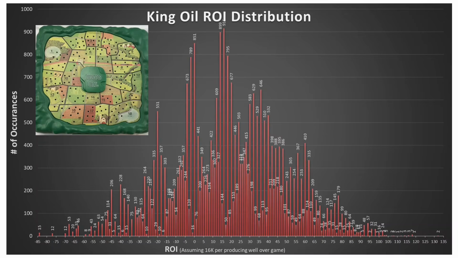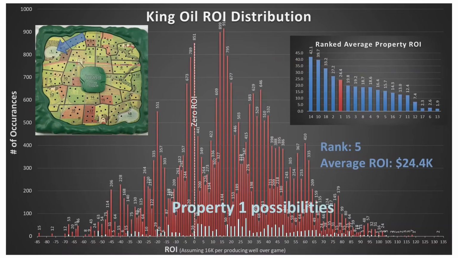Here I generated the sum of all property ROIs for a $16,000 well value revenue. There is an average ROI of 18.2 across all disk positions. Here is the break-even point at 0 ROI. Finally, here are the properties ranked 1 to 18.